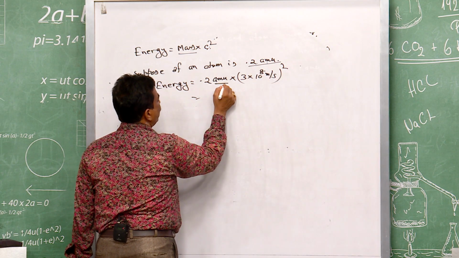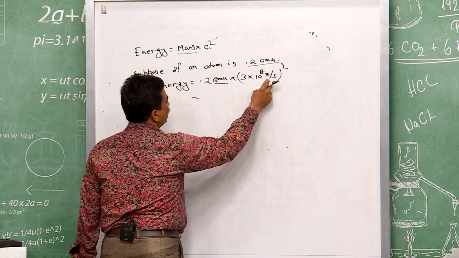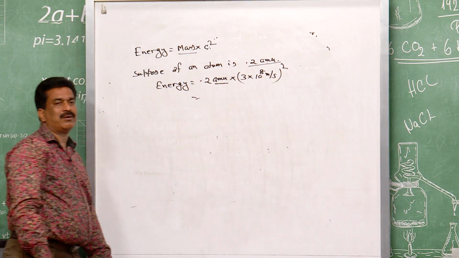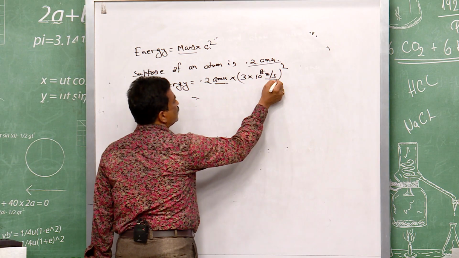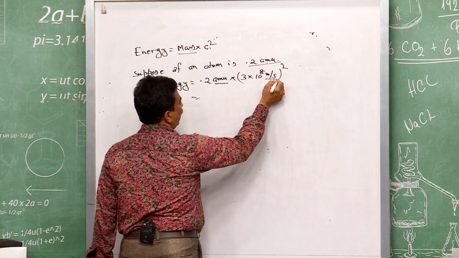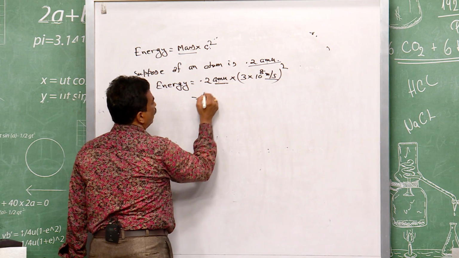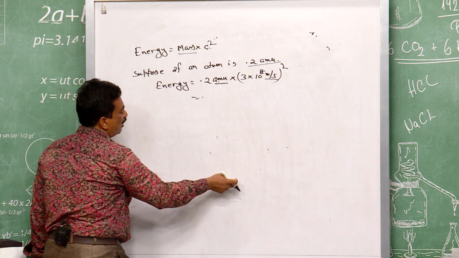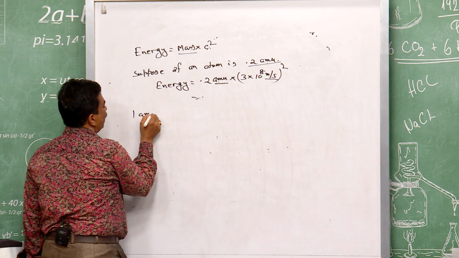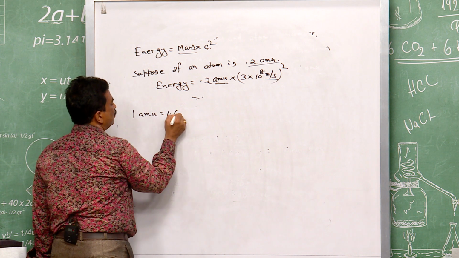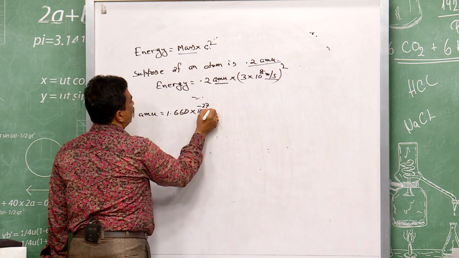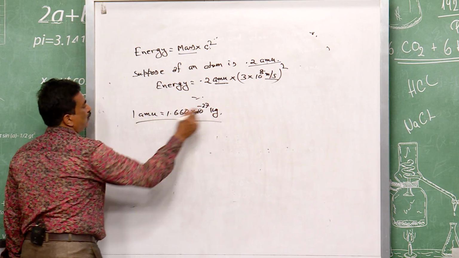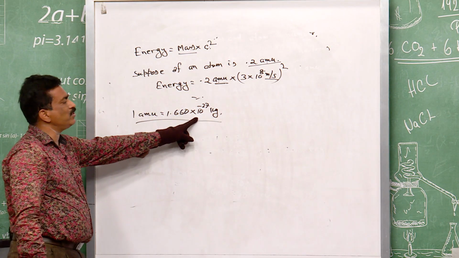But this u is not in meter per second squared units; the amu has to be converted into either MKS or CGS. Here it is to be converted into MKS. So 1 amu is how much, as we have written? 1 amu is equal to 1.660 into 10 to the power of minus 27 kg. Today we have written that 1 amu is equal to this much.